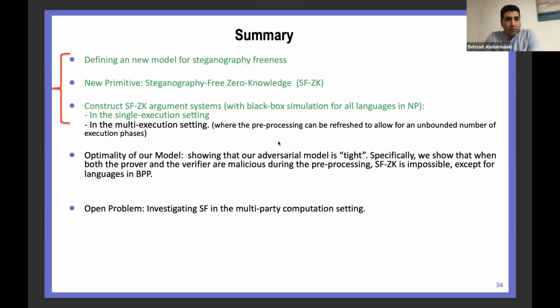So, as a summary, I was just talking about the new model and how we can implement it in the single execution setting. For the rest of the results, I will refer to the paper. Also, an open problem that might be interesting is to look at this property, steganography-free, in the multi-party setting or some other models as well. Okay, thank you.